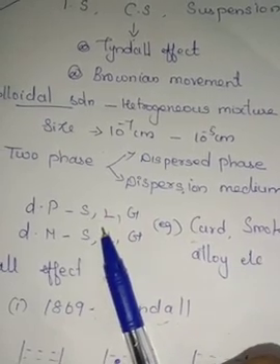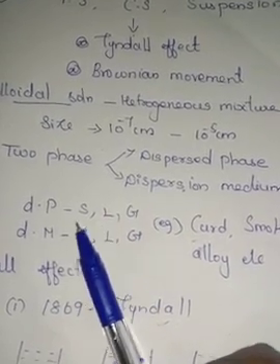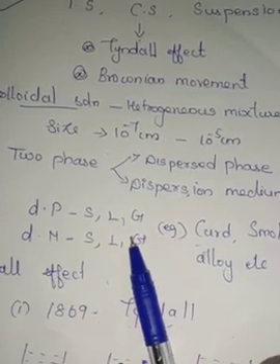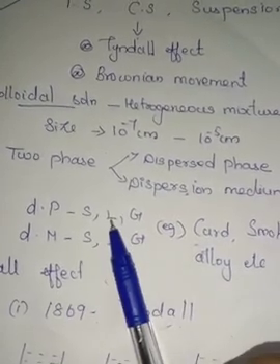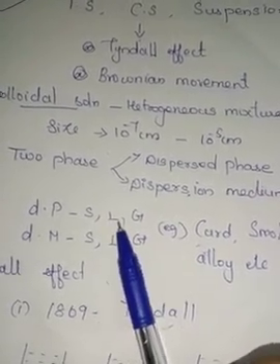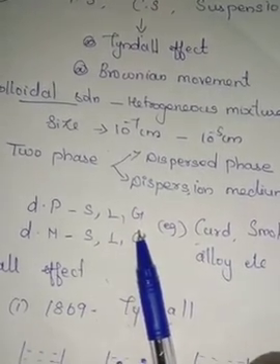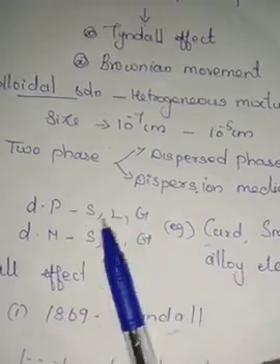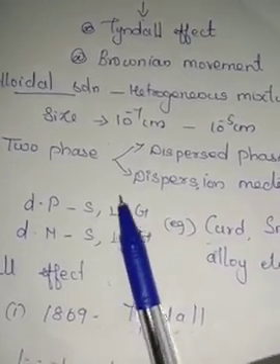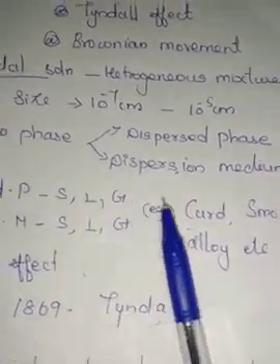Solid in liquid, example paint. Solid in gas, example smoke. Liquid in solid, gel. Liquid in liquid, emulsion. Liquid in gas, aerosol or fog. So at any combination, they can combine to form what? Colloidal solution.